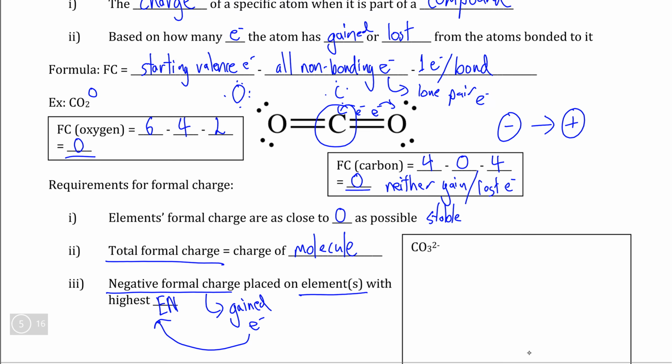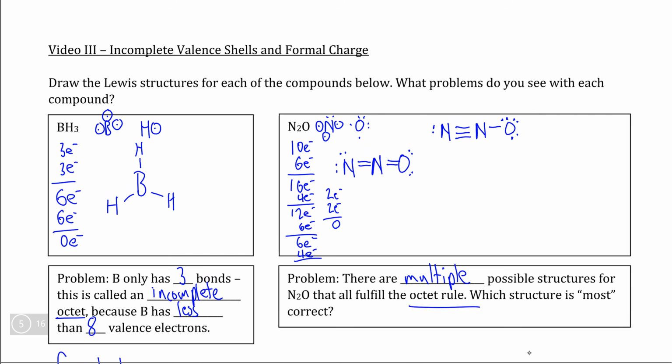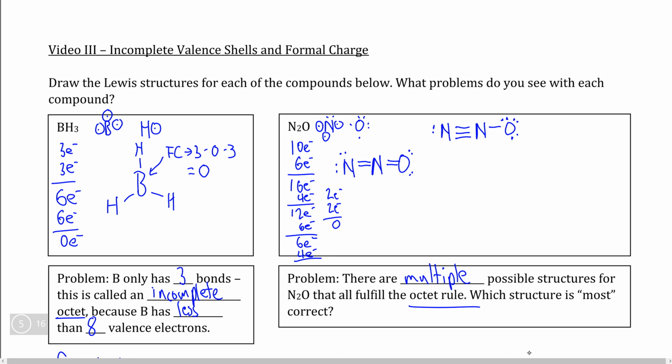So if we go back up here, let's reconcile our two structures that we've drawn. If we calculate the formal charge of boron, we know that boron starts with 3 valence electrons. It has no lone pairs, and it has 3 bonds, so 1 electron per bond. And we see that boron has a formal charge of 0, which means that this structure is stable. This is how we reconcile that boron compounds can only make 3 bonds, because they have a stable formal charge.